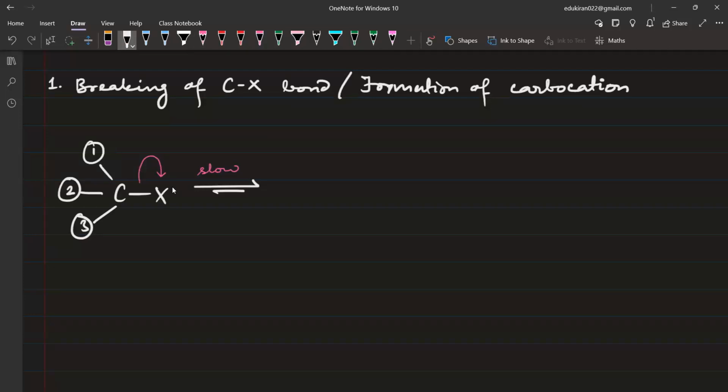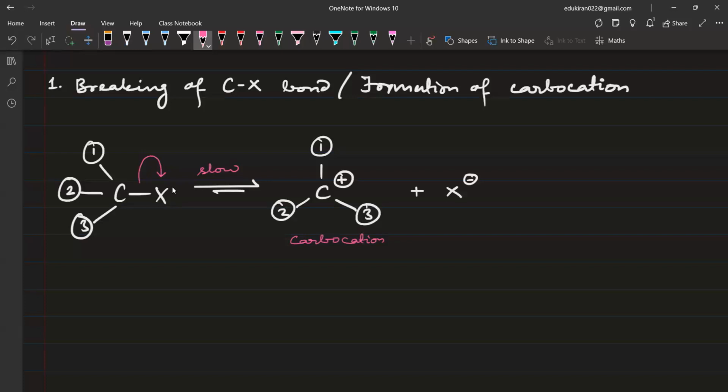And this step is going to be quite a slow step. And as soon as the X leaves as X negative, we will get a carbocation. And carbocation will be like this. So here you will have the 1, 2, and 3. Plus we will have the X negative. Now this is a carbocation. First step.